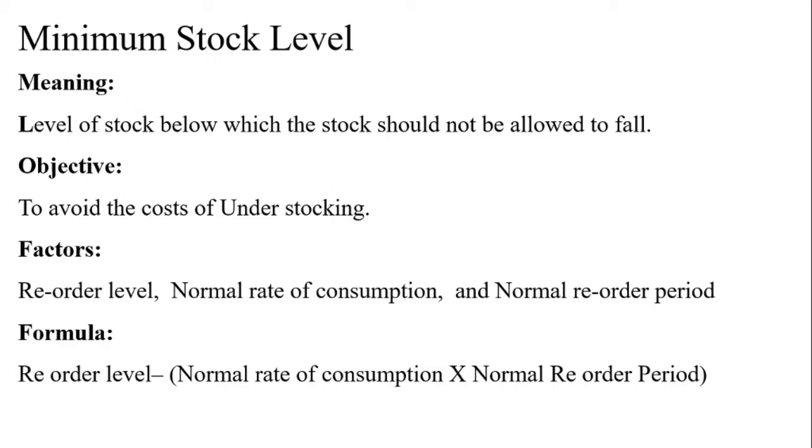It is the stock in hand that should not normally fall below this stage. It is the lowest quantity of a particular material. The maximum stock level is the largest quantity, whereas the minimum stock level is the lowest quantity of a particular material which must be held by any firm in the store at any time. That means at any point of time, the firm has to have this lowest quantity of a particular material.